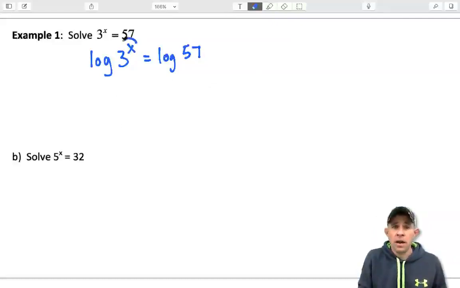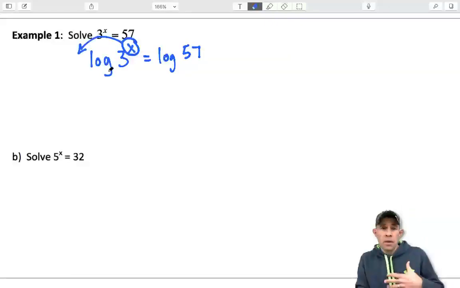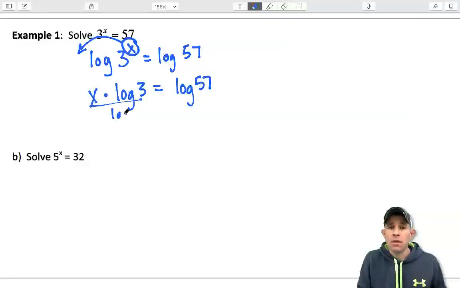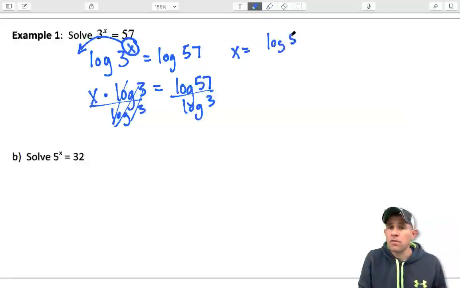Now, let's apply our power theorem of logarithms that says if we're going to take a log to some base to a power, we take that power and we put it down in front. So it becomes x times log 3 is equal to log 57. Now, I'm going to divide both sides by log 3. And when I divide both sides by log 3, I get x by itself. So x is equal to log 57 divided by log 3.